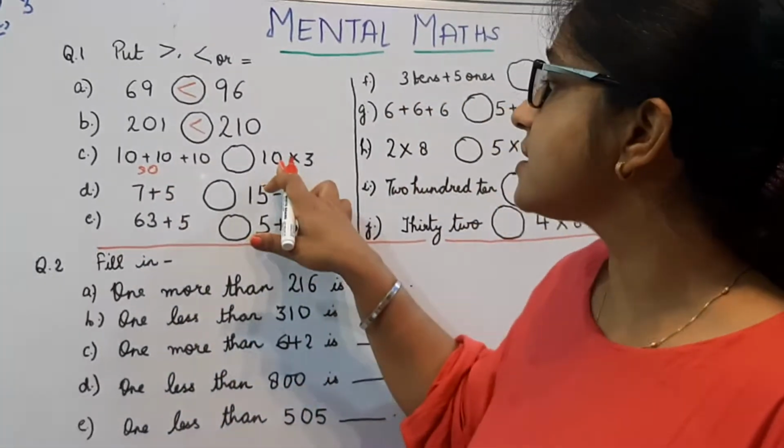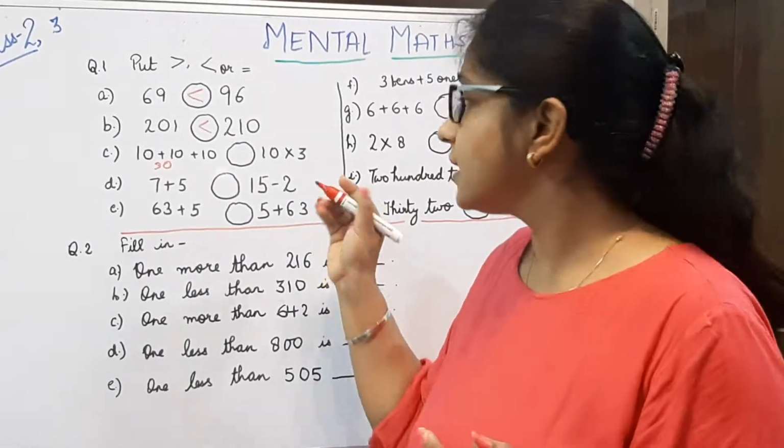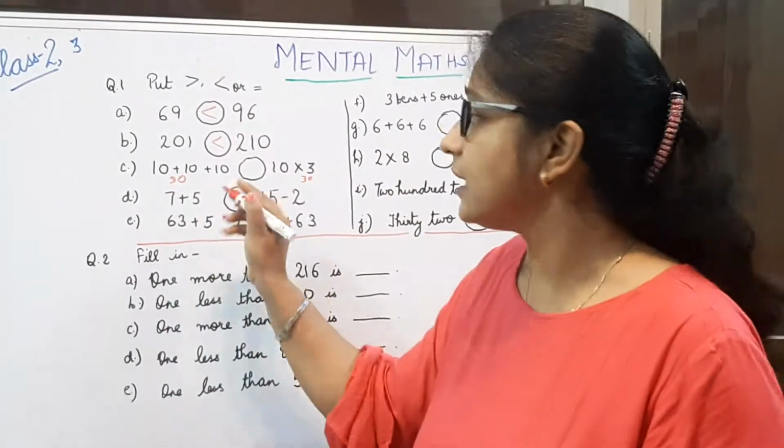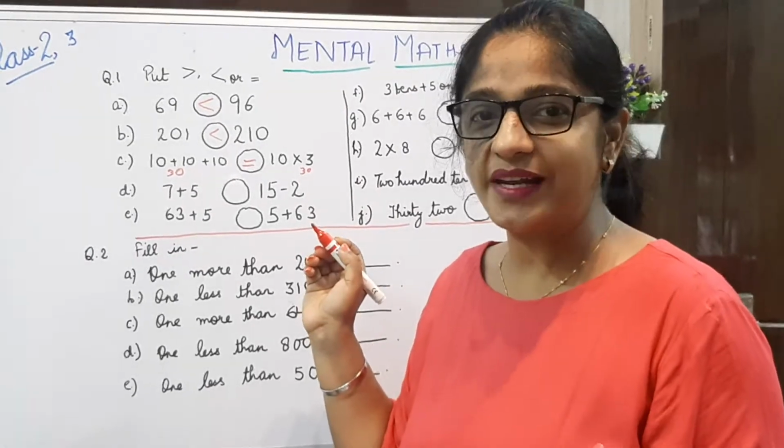Here it is 10 multiplied by 3. That is multiplication: 10 threes are 30. So here is 30, and on the right hand side, here is 30. That means both are equal, so the equals to sign will come.